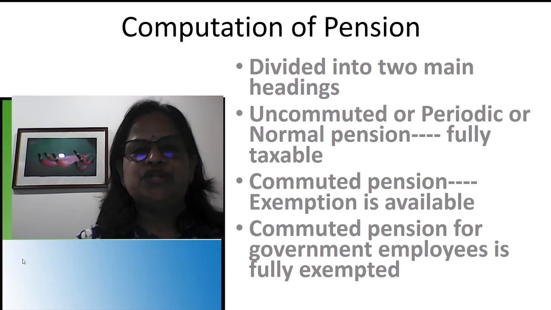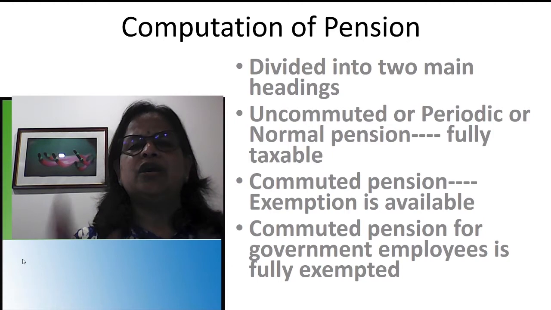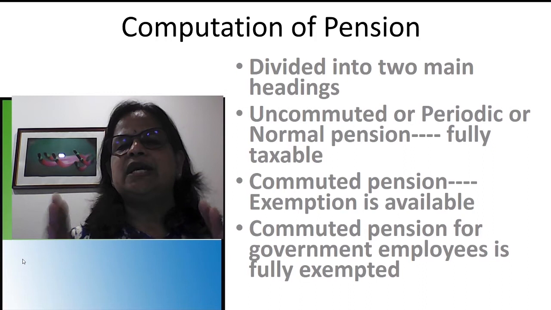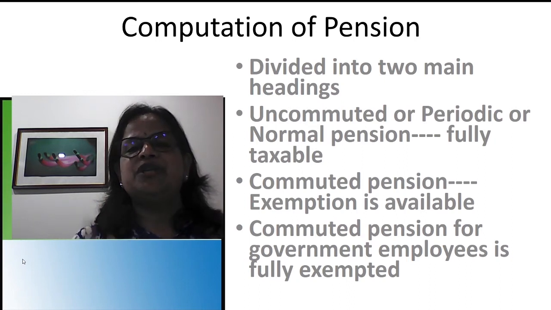Now we are going to explain the concept of computation of pension with the help of a PowerPoint presentation. Computation of pension is divided into two. One is uncommuted or periodic or normal pension. It is fully taxable. Please remember, it's just like our salary: till retirement we get salary, after retirement we get the pension. Now commuted pension, I have explained, exemption is available. Commuted pension for government employees is fully exempted. I have explained that concept also.